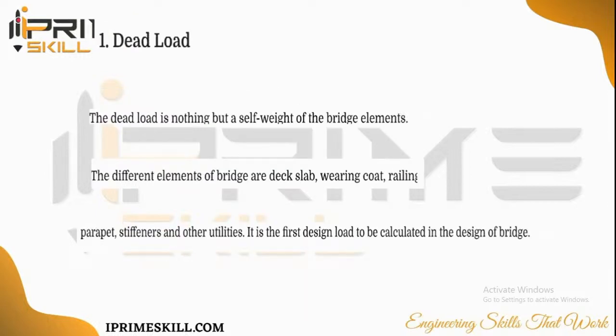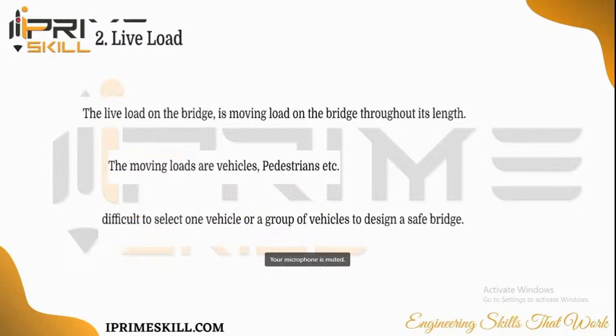The dead load is nothing but the self weight of the bridge elements. The different elements of the bridge are the deck, bearing, wearing coat, and stiffeners, and the parapet is there. So you have to take all these loads. Dead load is automatic if you use a tool; if you do it manually, then all loads should be considered as dead loads.